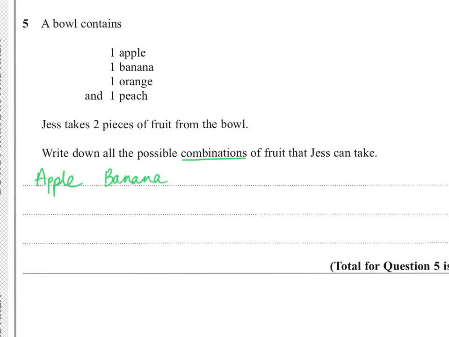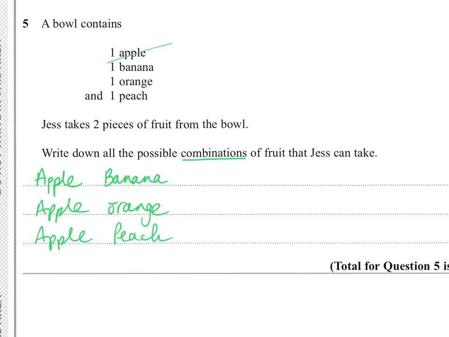banana. And you might think, well, what about banana then apple? Well, a combination just means that apple and banana have been chosen in any order. The order's not important. So apple, banana will do for now, and then we can start with apple and then go on to orange, and then we can do apple and then peach.